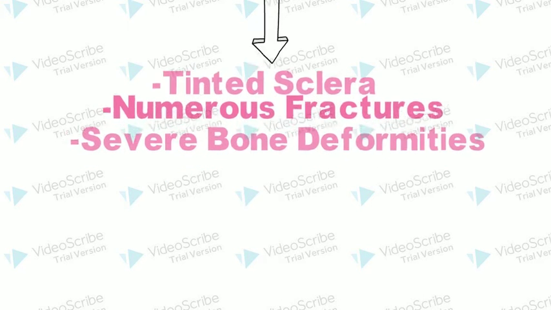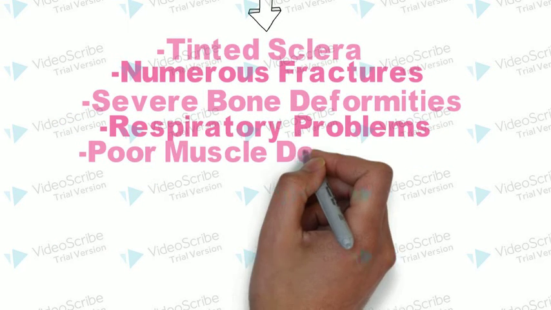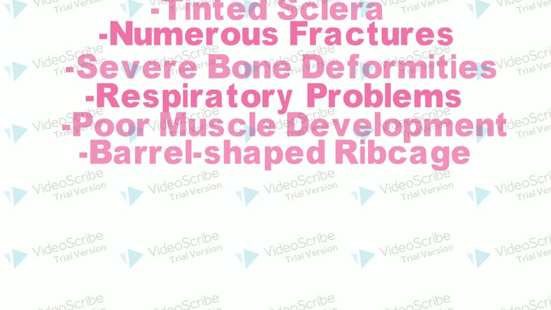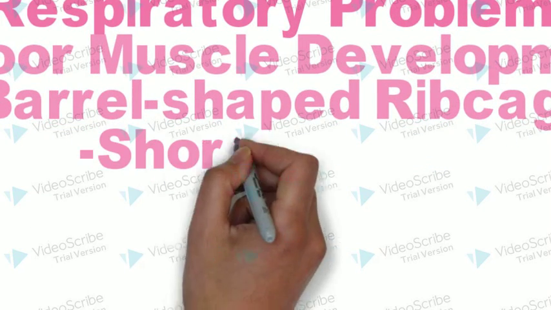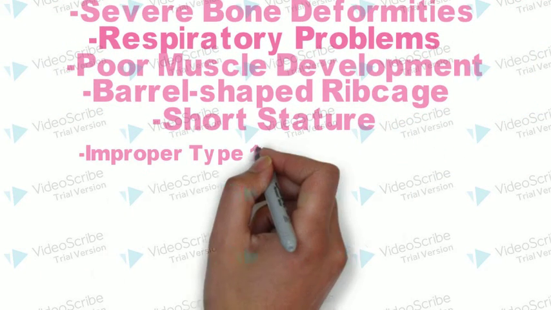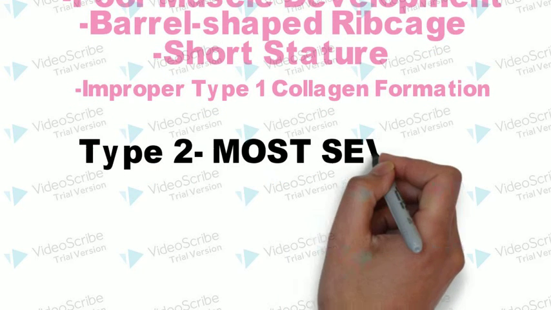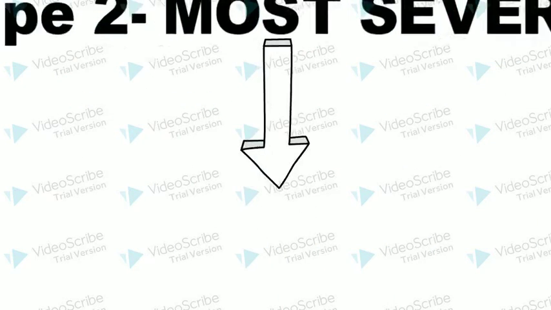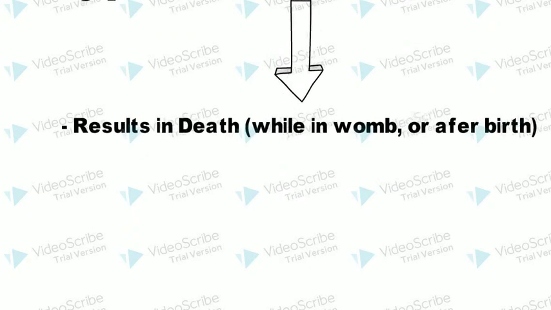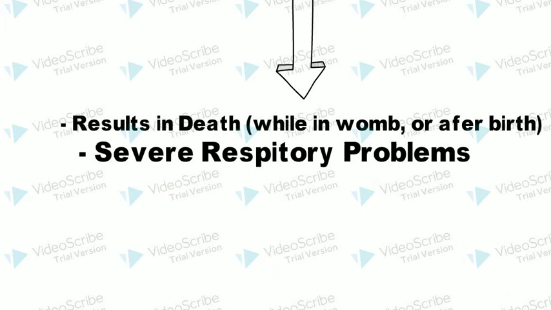And lastly, the most severe types of OI are characterized by tinted sclera, numerous fractures, severe bone deformities, respiratory problems, loose joints, poor muscle development, a barrel-shaped rib cage, short stature, fractures present at birth, and improper collagen formation. The most severe type of OI is type 2 because it results in death shortly after birth or while the baby is in the womb due to respiratory problems caused by underdeveloped lungs or even fractures.